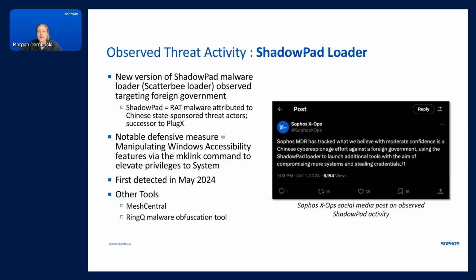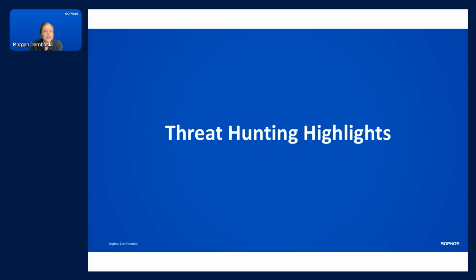In terms of other attack characteristics, the threat actor was seen leveraging an off-the-shelf RMM tool called Mesh Central for C2, along with RDP, the RingQ malware obfuscation tool, and Impacket. And that wraps things up for observed threat activity. I will throw it over to my counterpart here to cover the threat hunting.